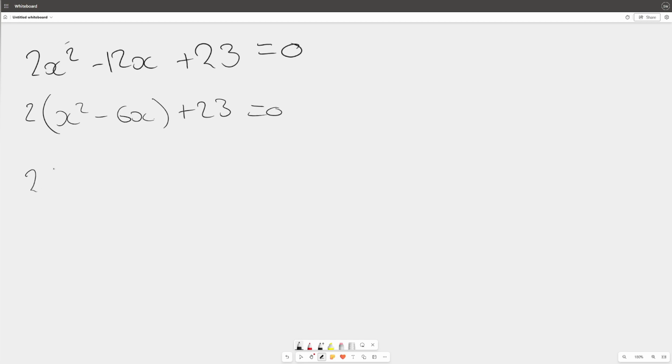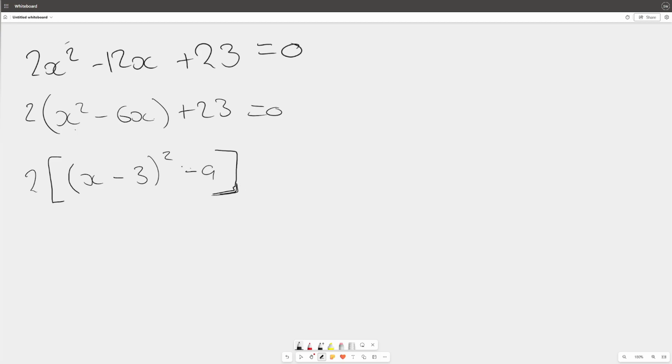So I'm going to do a 2, and I'm going to put a square bracket in here, as I need another bracket. So we are going to have our x minus a half of 6. So this is 3, and I can square it. The reason why I put this square bracket in here is because I now need to subtract the square of minus 3, which is minus 9, and then I close the square bracket.